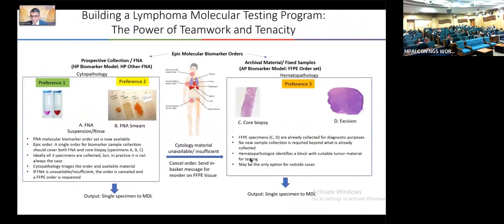At the same time, on the lymphoma side, a lot of new biomarkers again were being discovered, with new clinical trials and new therapies emerging. However, lymphoma presented a unique challenge in the sense that lymphoma samples can travel in a variety of different matrix.